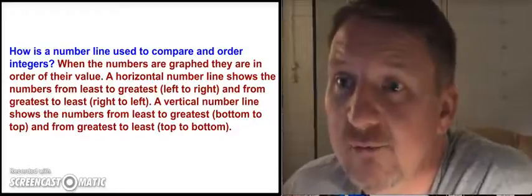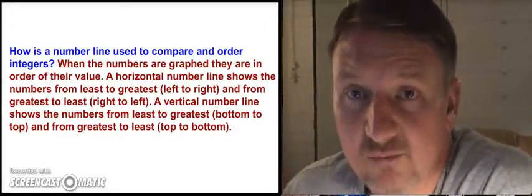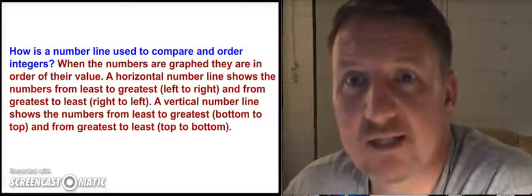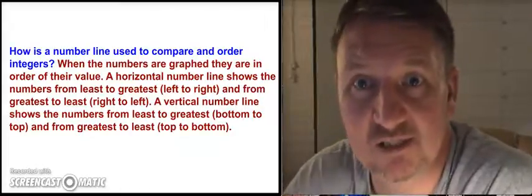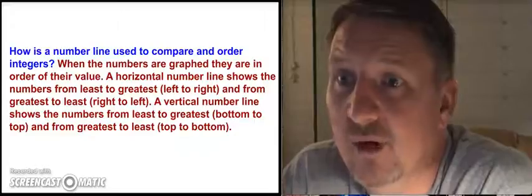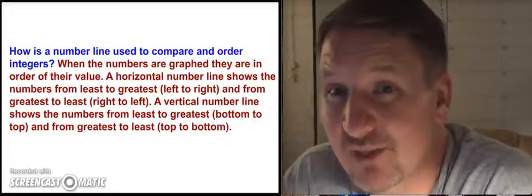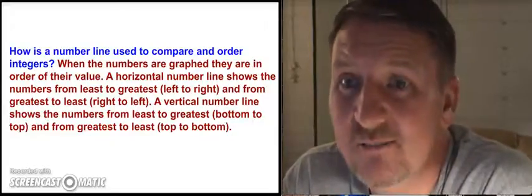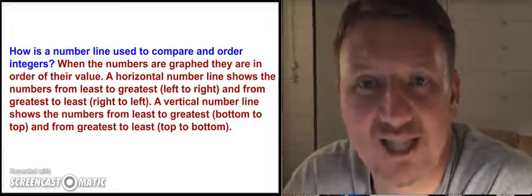And if you read those numbers from least to greatest, from left to right, that's how you get that order, from least to greatest. It has to go from the left side to the right side. Okay? And if you want them in order from greatest, that means biggest number to the smallest number, greatest to least, then you read the number line from right to left.